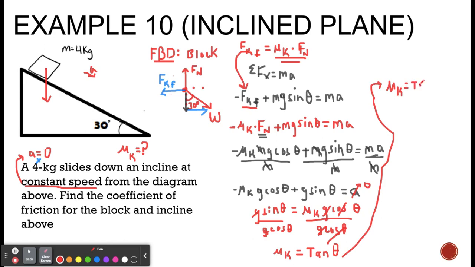This is also a good equation that if you can memorize, awesome. If not, you can do the manipulations. You could have also plugged in way in the beginning. That would have worked too. But very simple, we take the tangent of 30 degrees to find the coefficient of friction between the inclined surface and the surface of the block. And we get 0.58 as our coefficient of kinetic friction.